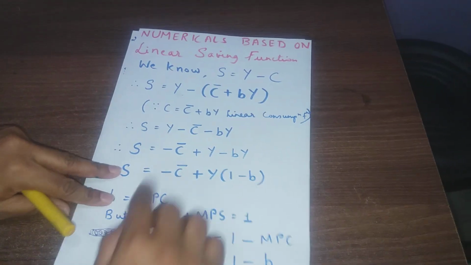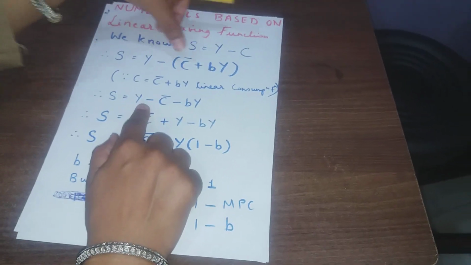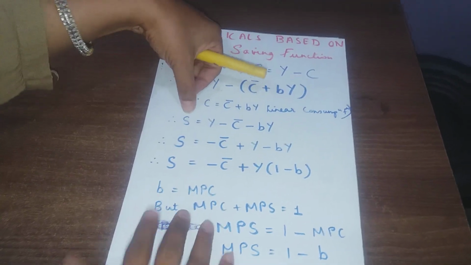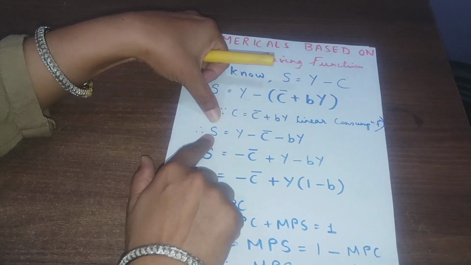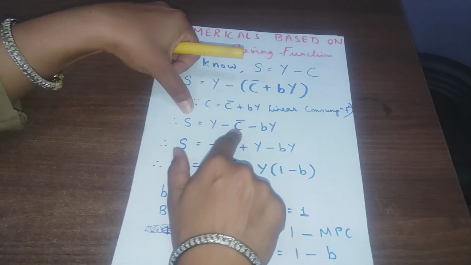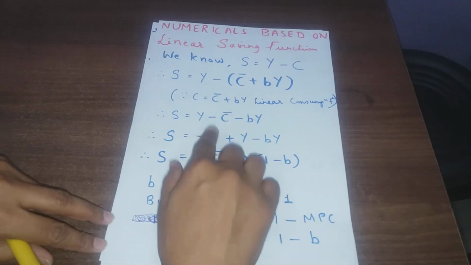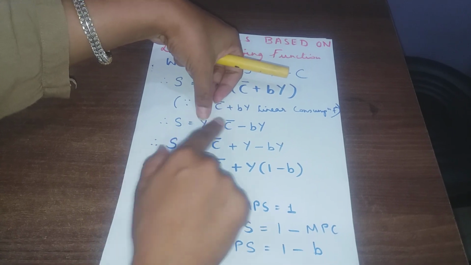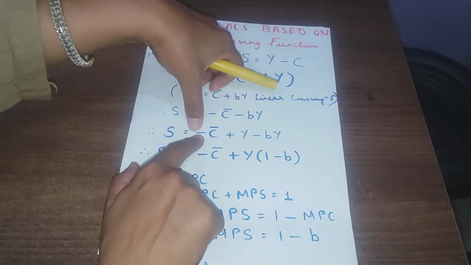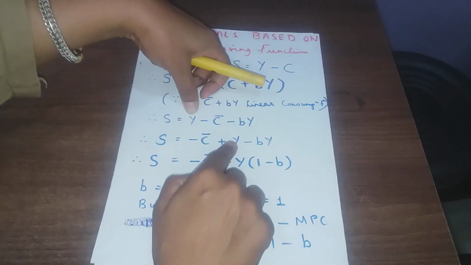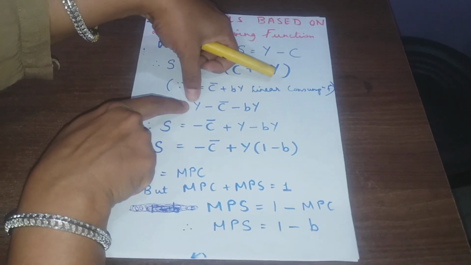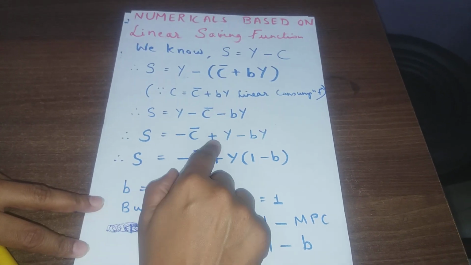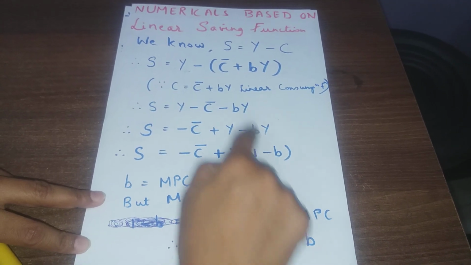Now on removing this bracket, what will happen to both these terms? Both these terms were positive. Now both of them will become negative. As shown here, S becomes S is equal to Y minus C bar minus BY. Now don't transpose, just change the position of C and Y. Minus C bar you can place here first of all, and Y you can place here. Y contains no sign, which means it is positive. So you write minus C bar plus Y minus BY as it is.